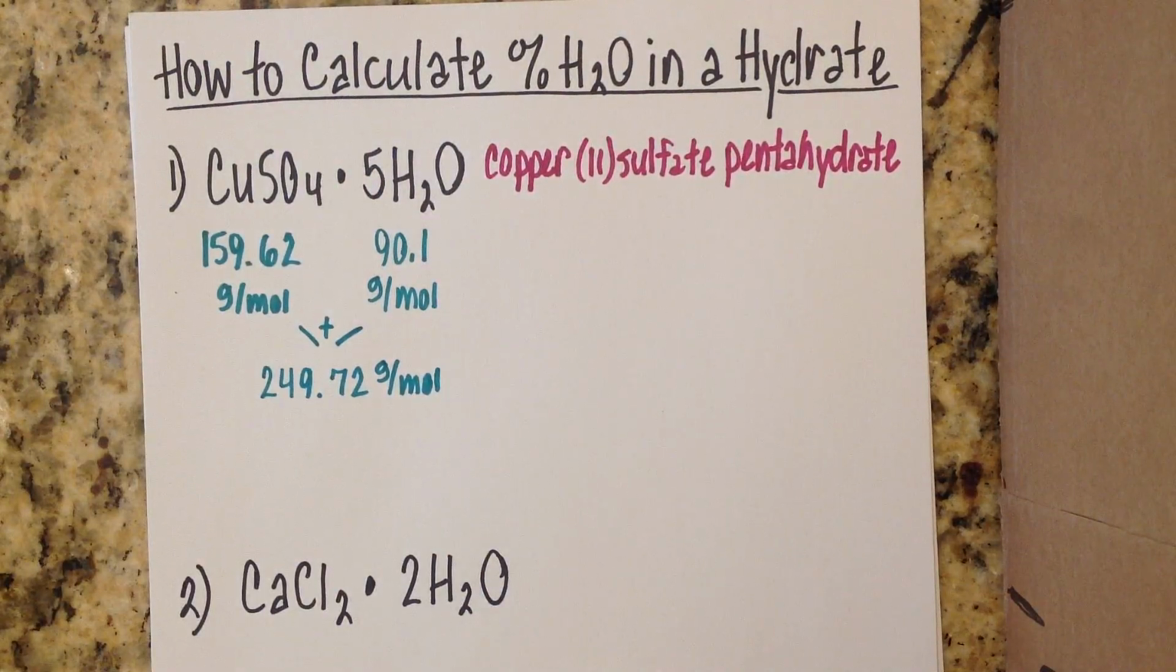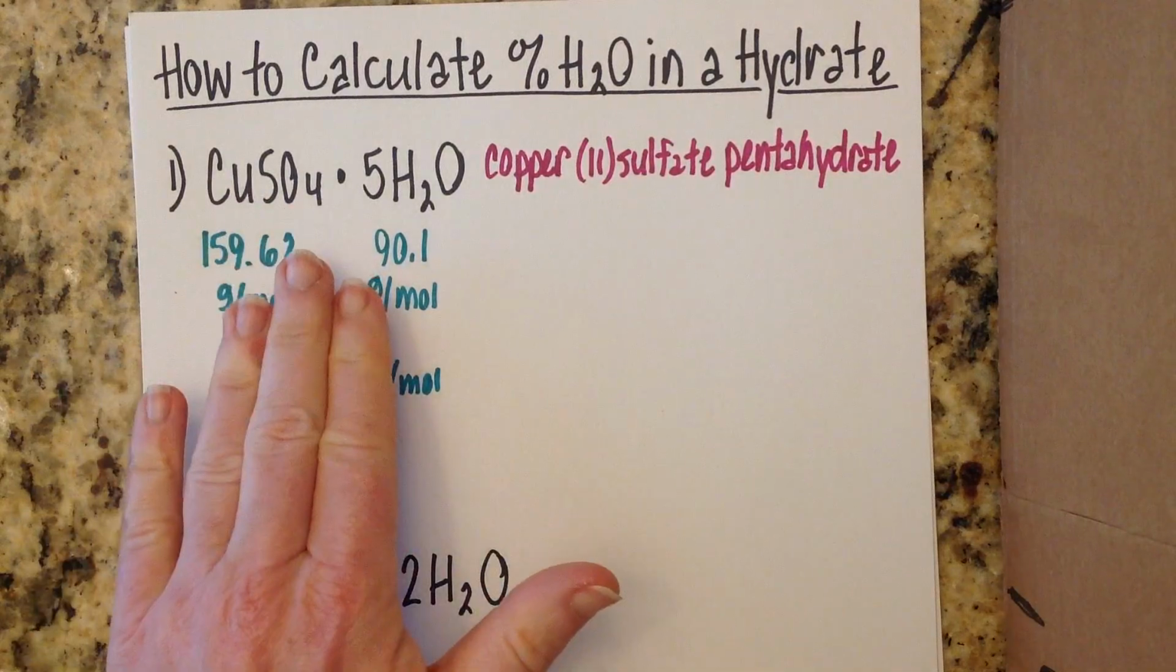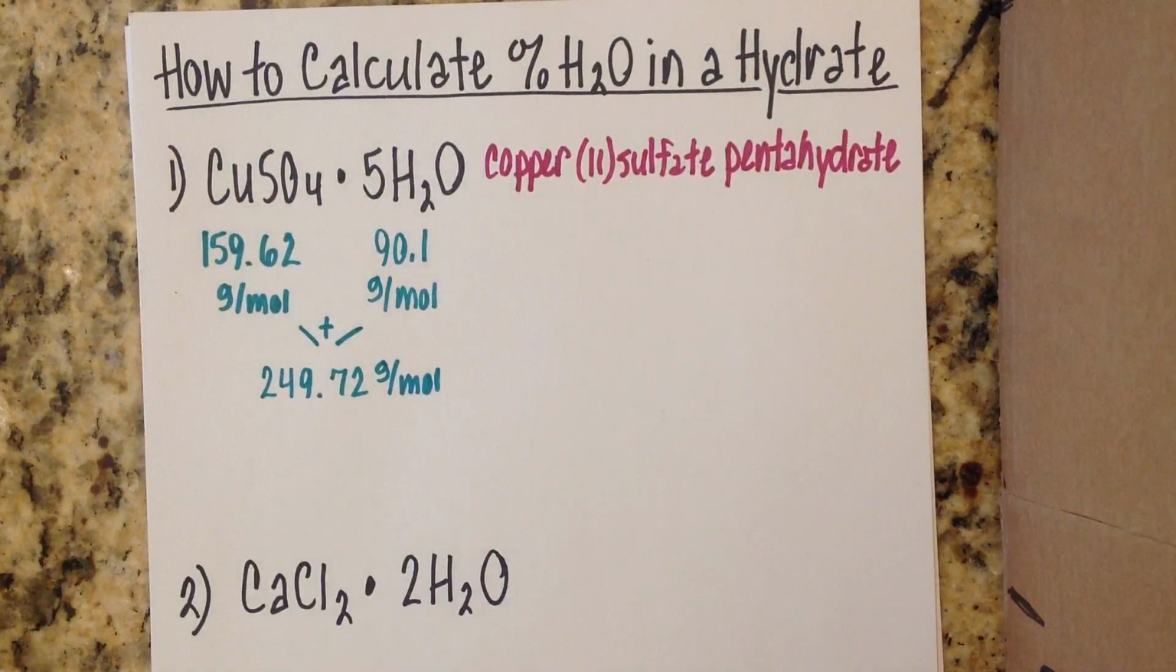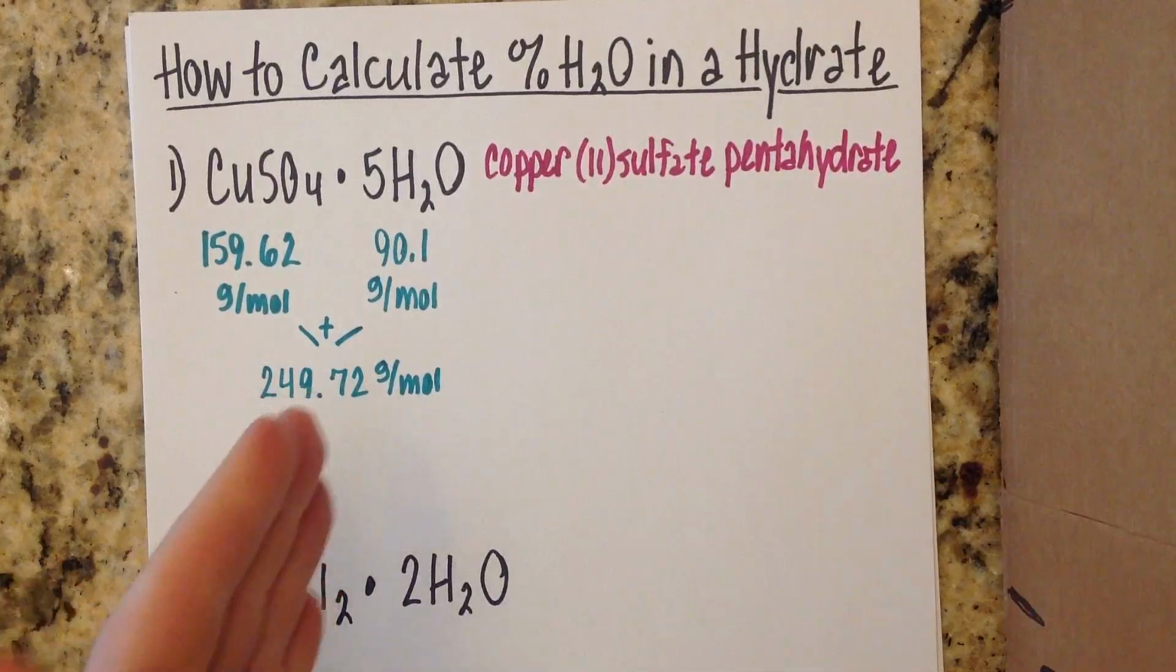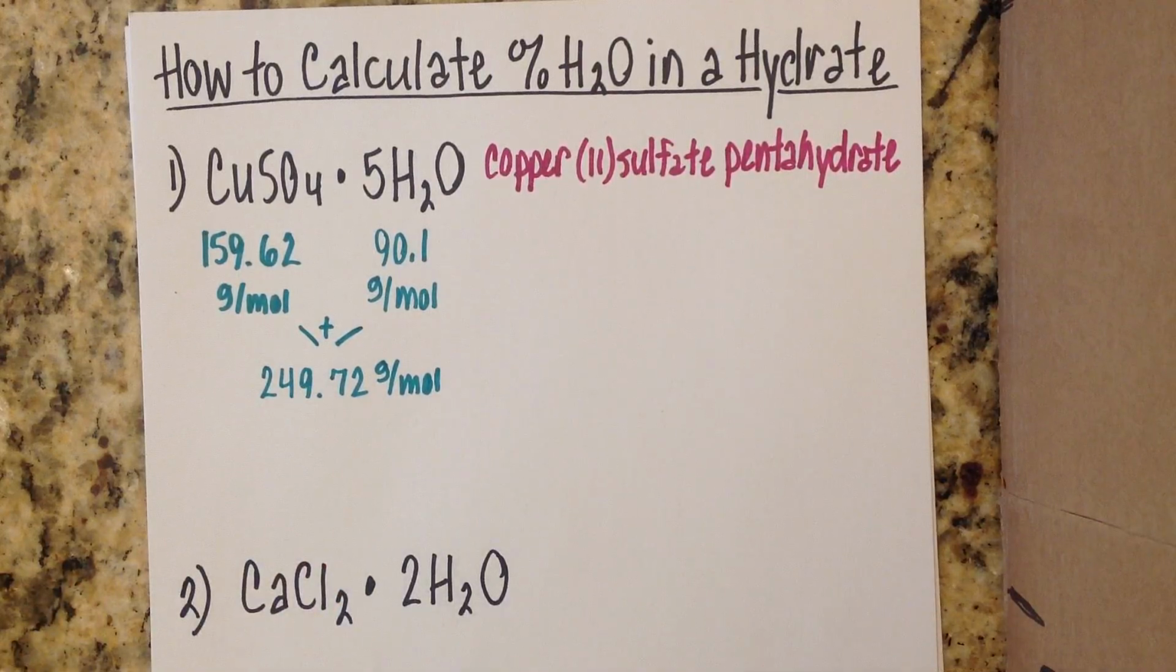Now what we want to do next is figure out what percent of this hydrate is water. You could experimentally find this if you had a sample, took the mass, evaporated all the water off, and then took the mass again. So you could very easily do this hands-on. The cool thing is you can also do it very easily on paper, which is what we're going to be doing today.